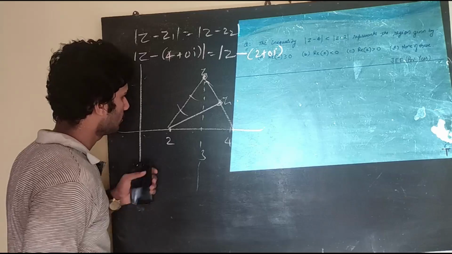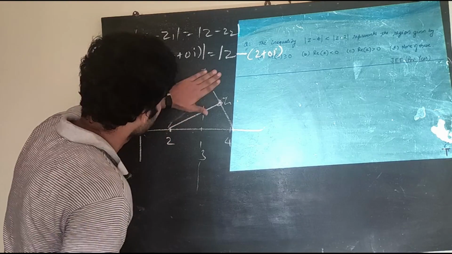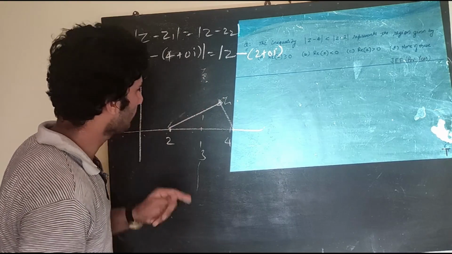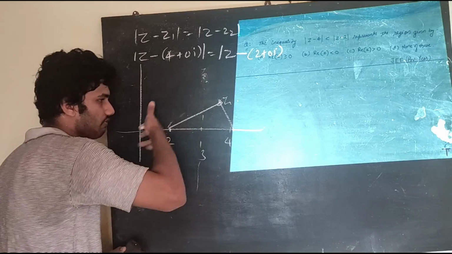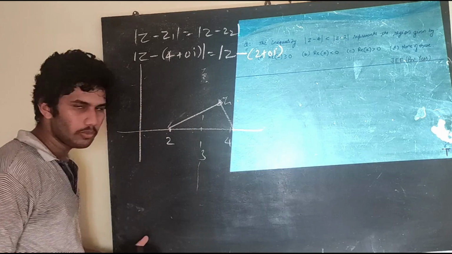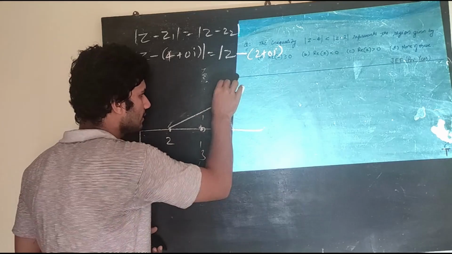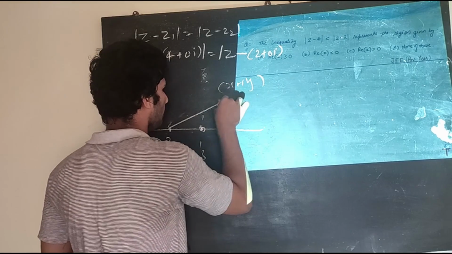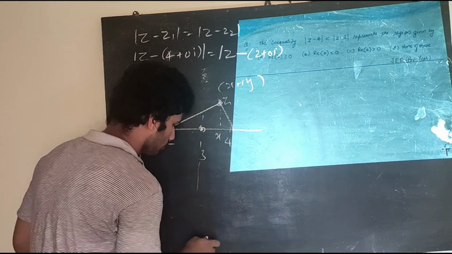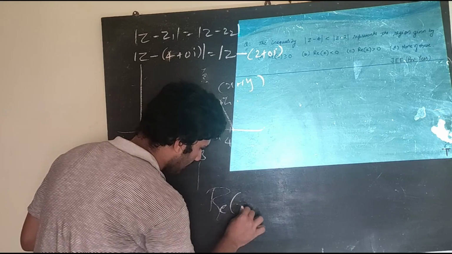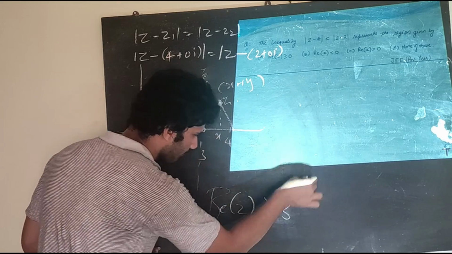This is not z. I'll rub it up. Z lies somewhere over here. It is nearer to 4, away from 2. Now, the thing is quite simple now. This is some x plus iy, and this is some x. So, obviously, the real part of z is greater than 3.